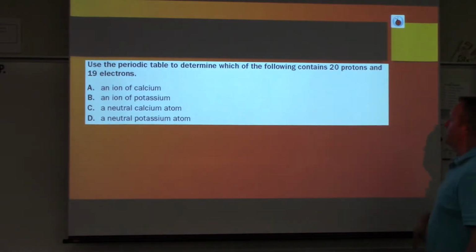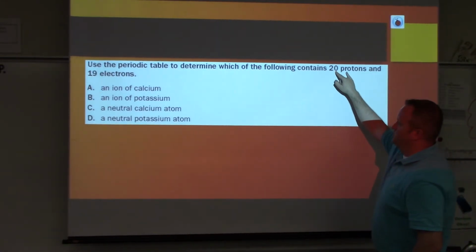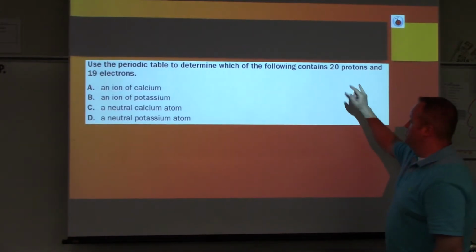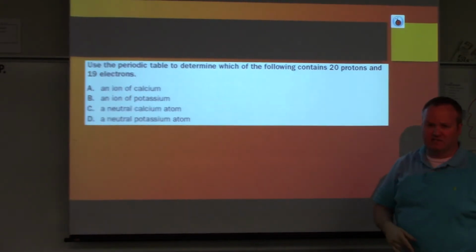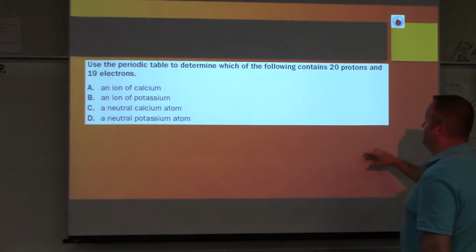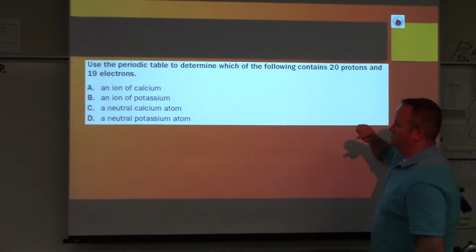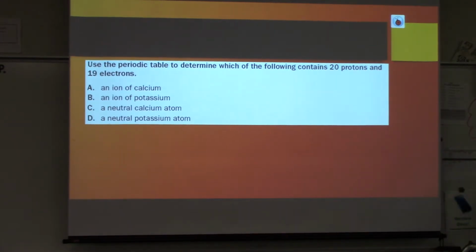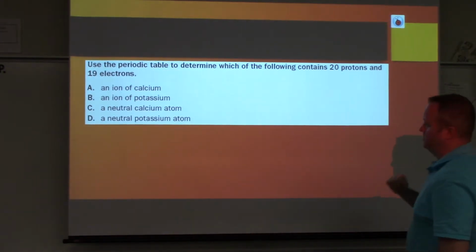So the most important part of this question is right here, 20 protons. When you see 20 protons, that means it has an atomic number of 20. When you look at the periodic table, you should look for number 20. Number 20 is calcium. It is an alkaline earth metal, so it's in group 2.